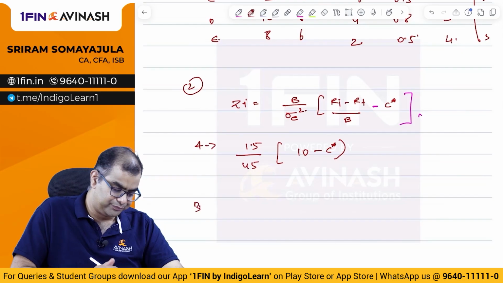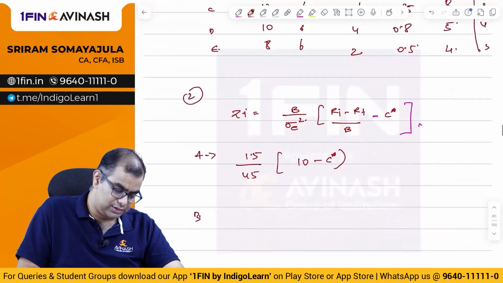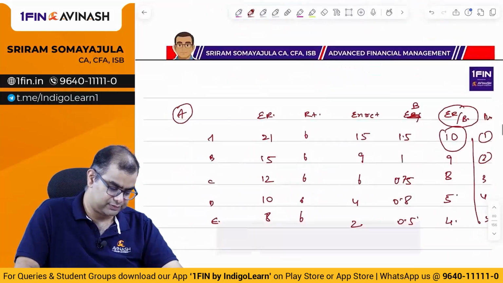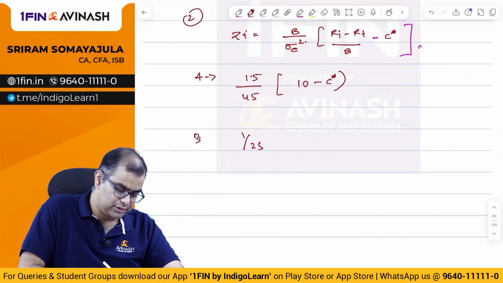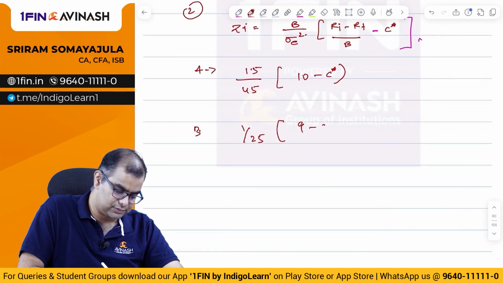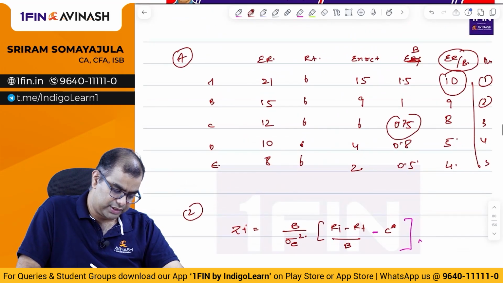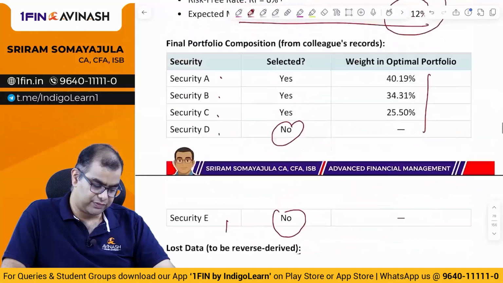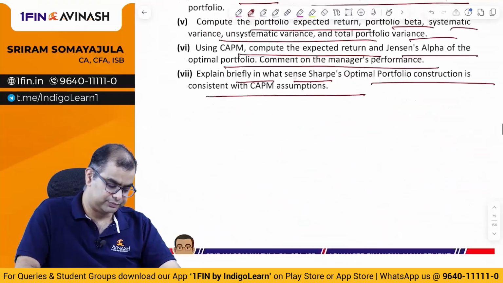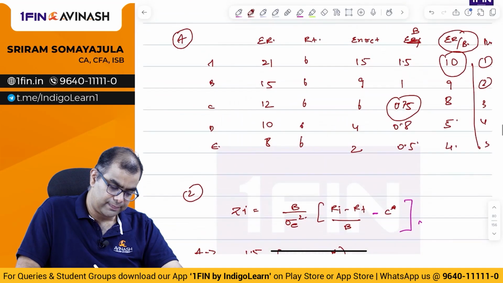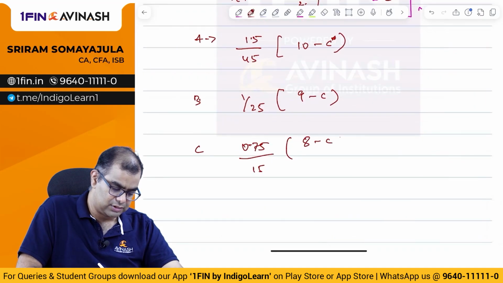For B, 1 divided by, how much is it? 25 into, what is the beta thing? 9 minus C. Then for C, it is 0.75 divided by unsystematic variance of 15, no? 15 into 8 minus C star. Okay.